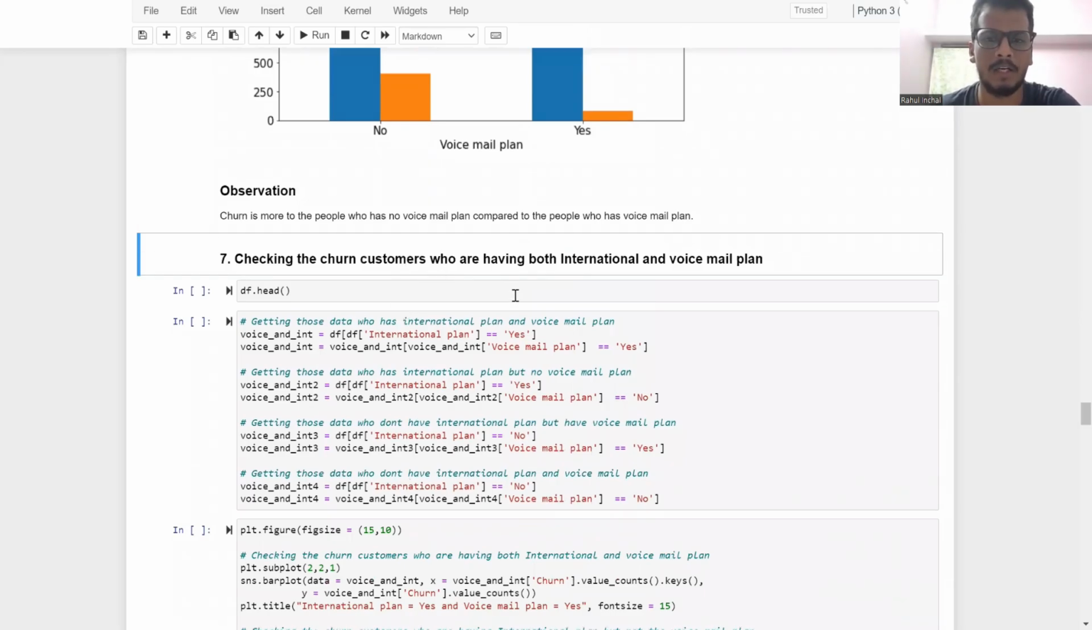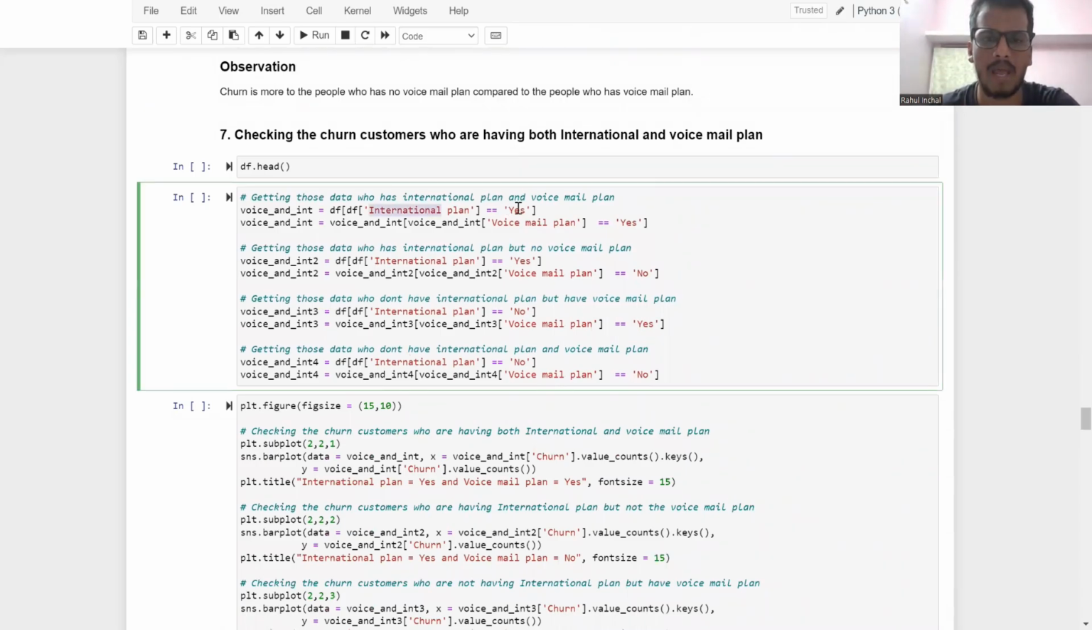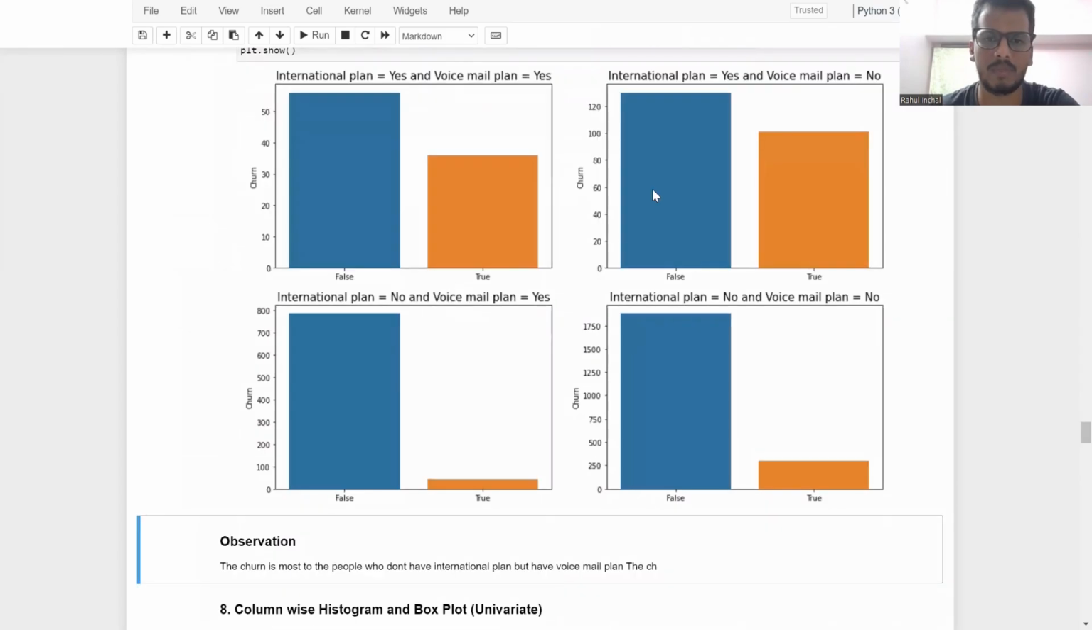Now I am making a combination of people who have international plan yes and voicemail plan yes, then international plan yes, voicemail plan no, international plan no, voicemail plan yes, and international plan no, voicemail plan no. And I'm trying to plot the graph for them. So I have the graph. Now see, both international yes and voicemail yes, international yes voicemail no, international no voicemail yes, and international and voicemail both no.